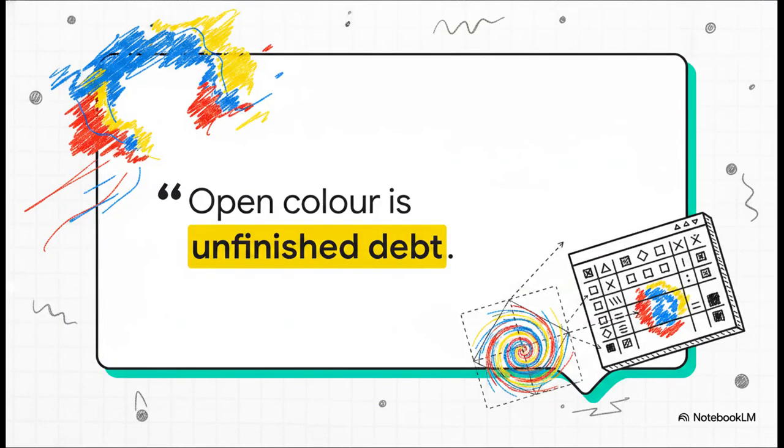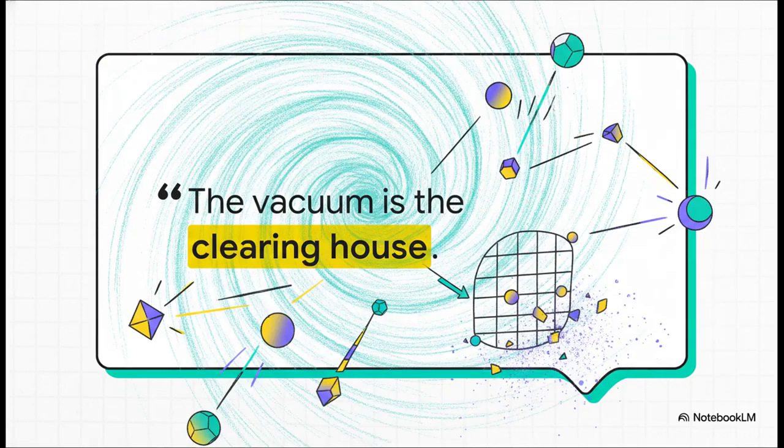In this framework, open color is unfinished debt. Think of reality as a public ledger. Just like an accountant would absolutely refuse to publish a ledger with a massive unbalanced debt, the geometric rules of the universe will not let you post open color to the public ledger of reality. It's an unfinished route. The vacuum is the clearinghouse.